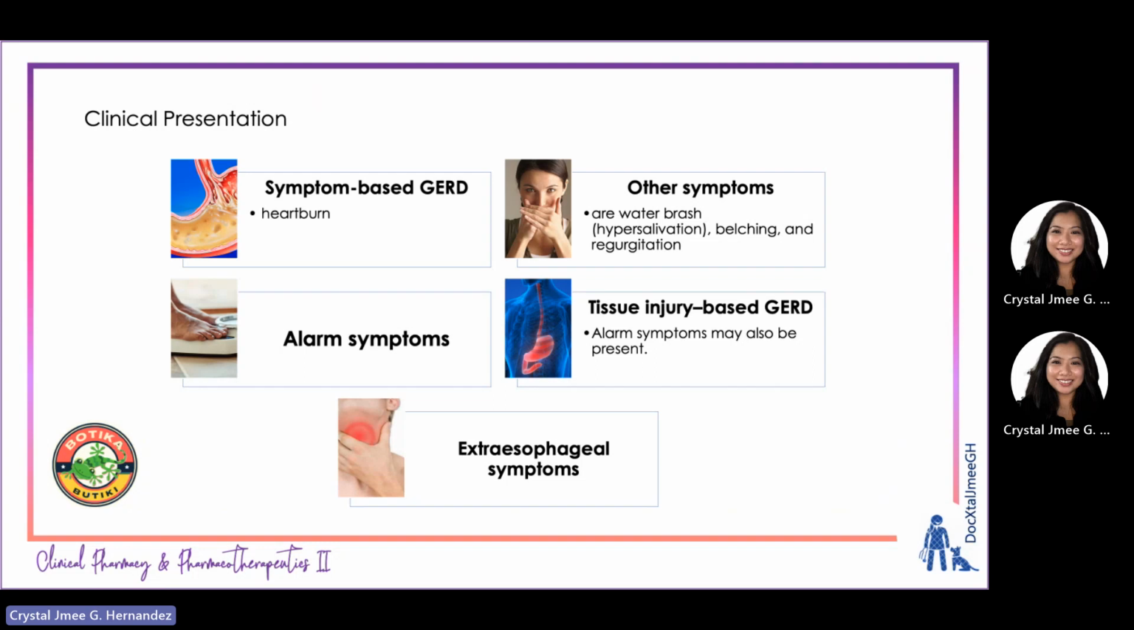Extraesophageal symptoms may also be present, such as chronic cough, laryngitis, asthma, and dental enamel erosion, especially if the acid has already refluxed beyond the esophagus and into the mouth. Remember that GERD may also cause nausea and vomiting.